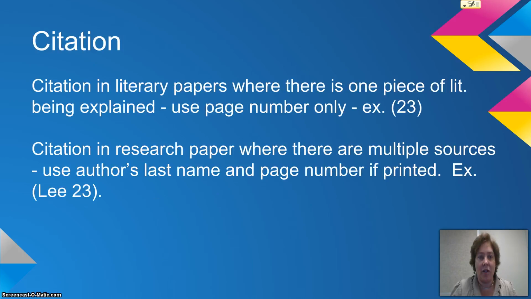And finally, citation. Citation in literary papers is where there's only one piece of lit. You can use a page number only. So if we're only writing about the article by Smith, and you've said that in your topic sentence, then you can put the page number. Or let's say you're writing about a book by Harper Lee, you can only put the page number, you don't have to put her last name. But that title, author, genre should be in your topic sentence or your thesis, and so it's clear where it's coming from. Okay? Notice if you've got a research paper where there are multiple sources, then you have to include the author's last name.